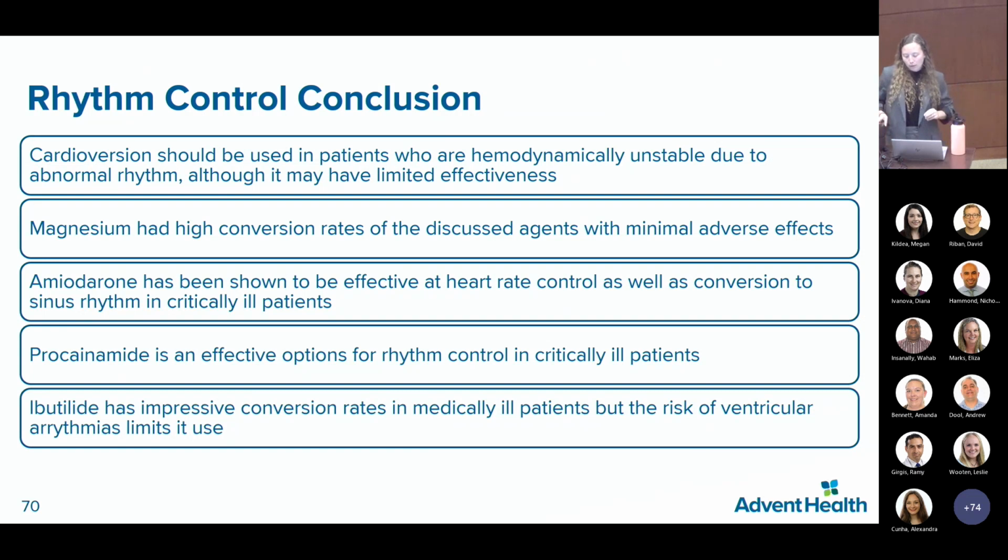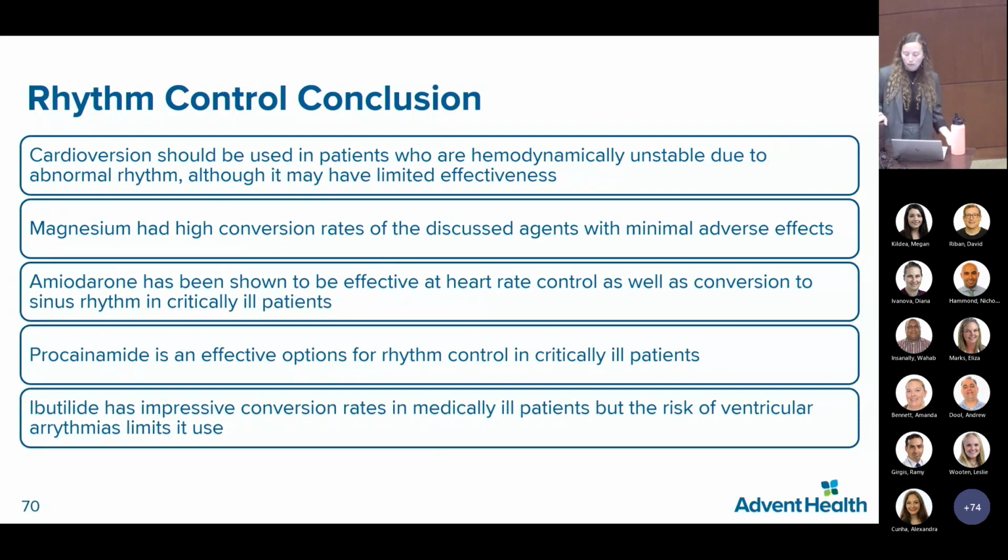To summarize our options for rhythm control, the first step is to determine if the hemodynamic instability is due to the AFib, and if it is, electrical cardioversion would be our first line. While, as we discussed, this strategy does have decreased effectiveness in our critically ill patients and has a high rate of reoccurrence. Magnesium, amiodarone, procainamide, and albuterol have all been studied in our critically ill patients and shown to be effective in converting patients to sinus rhythm.